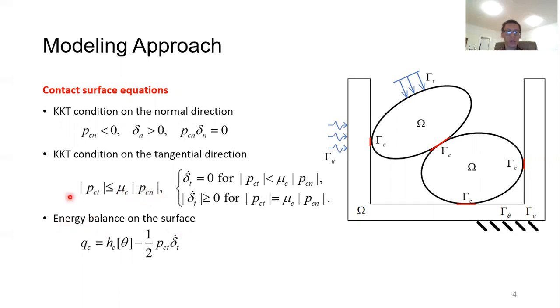The last equation is the thermal contact response as the balance of energy on the surface. This is stated as follows. So the contact heat flux QC has two contributions. One is the cross-interface conduction, written as some contact conductance coefficient Hc times the temperature jump, middle bracket of theta. The other one is exactly the contribution from frictional heating.